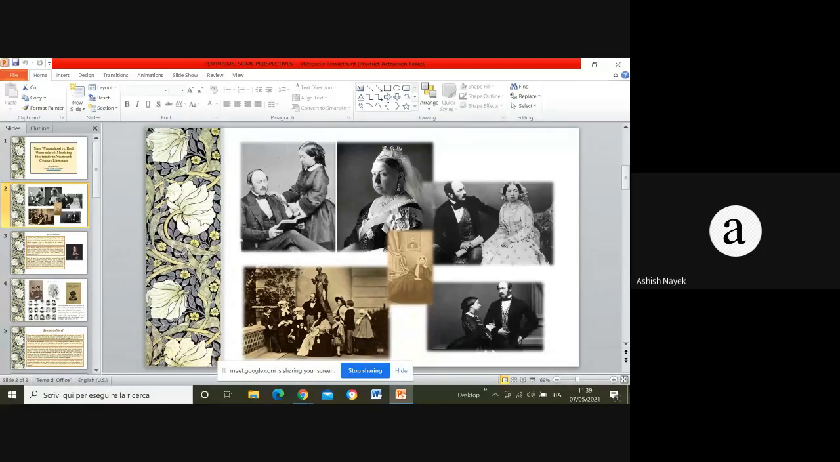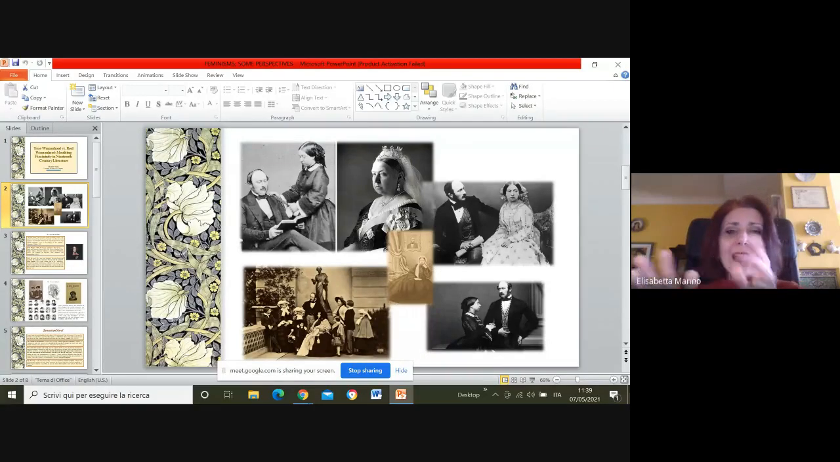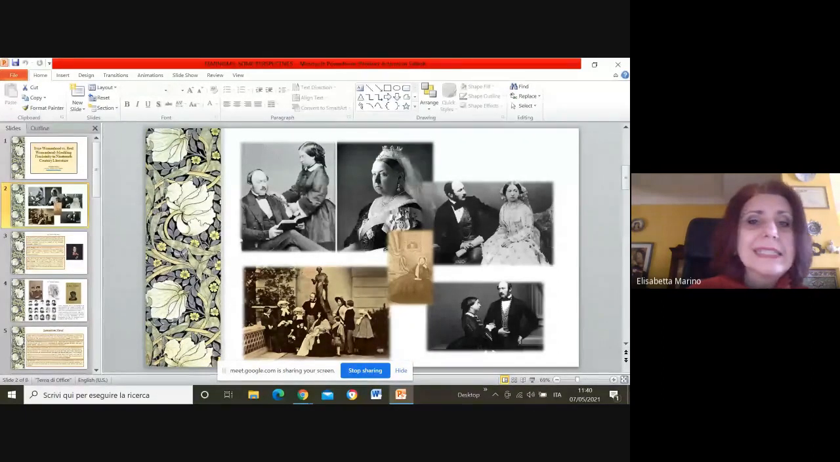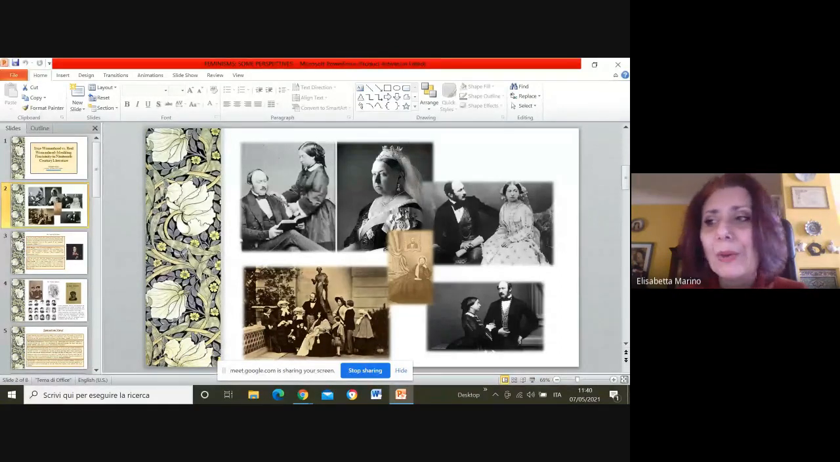Okay, so if you look at the pictures, she is always with her husband or with the family, or when the husband died, so look at the second picture, she's wearing black and she's very serious, because obviously when her husband died, she lost her smile. So she projects herself as a wife and as a mother, not as a powerful woman, because women were not supposed to be in the lead in those days.